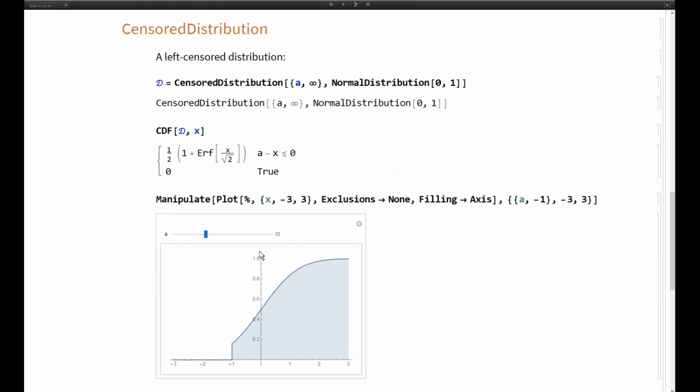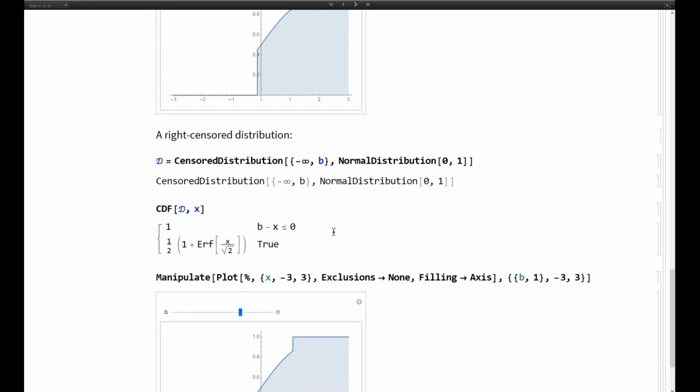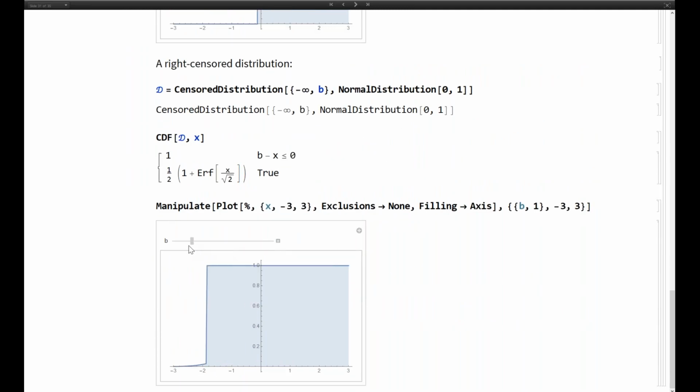Same can be done with a censored distribution, in which case I've chosen a left-hand censored distribution, simply because it allows me to provide you a nice little manipulator as well to go alongside it. So you can see that all the distributions, despite varying quite considerably, are all handled fairly similarly in the Wolfram language. It does not matter how complex or how simple you wish the distribution itself to be, the handling and manipulation of them is always uniform and very simple. There's also a right-censored distribution in case you're interested.